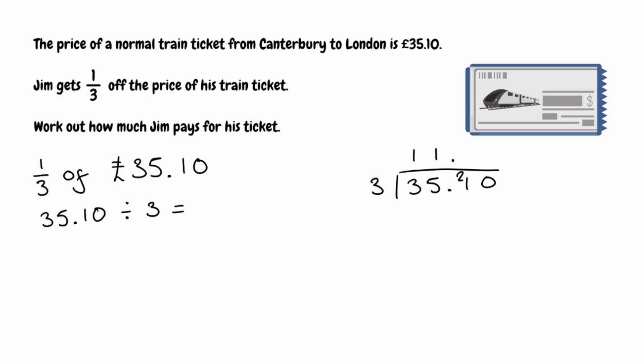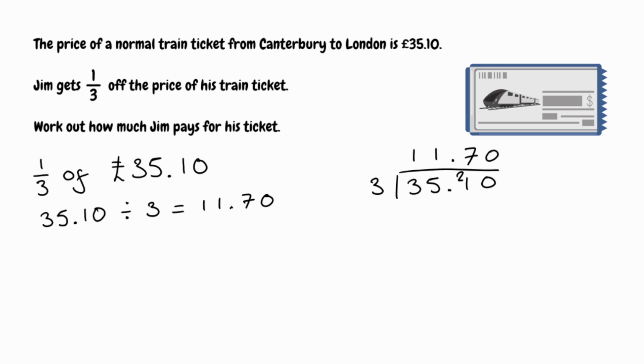We then want to see how many times does 3 fit into 21. Well, that'll fit 7 times exactly. So then 3 into 0 will go 0. So 35.10 divided by 3 is 11.70, or in pounds, £11.70. And then for step 2, we'd multiply by the numerator, but because we've got a unit fraction here, this isn't going to change. We'll be multiplying by 1, so we're going to have the same answer.